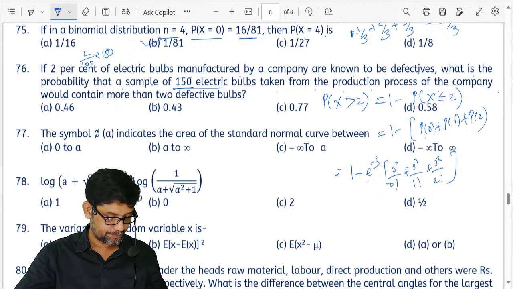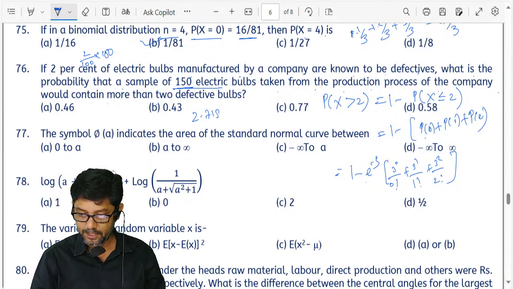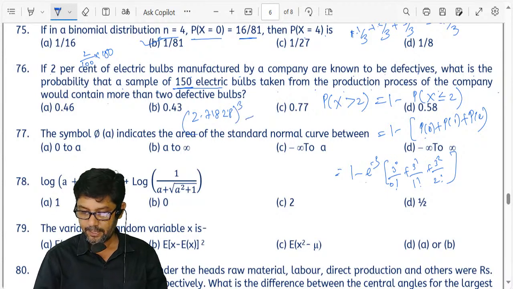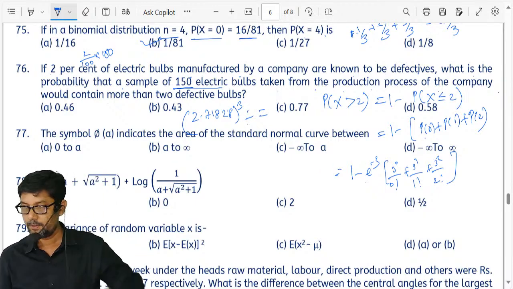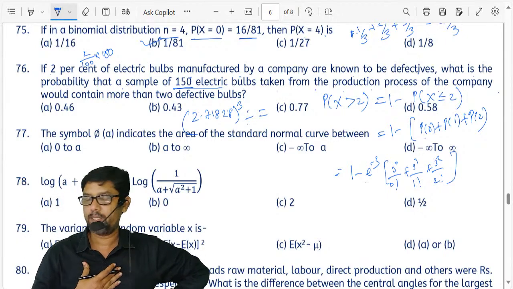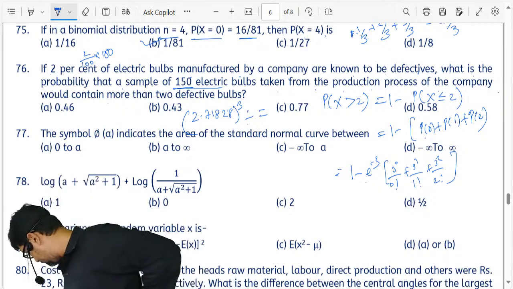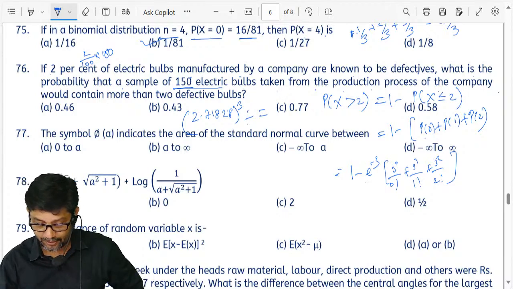What is the value of e? 2.71828 only, right? So, take your calculator. 2.71828 whole cube, divided by equal to. What? This is bad. What did you get? That's e power minus 3. I think 0.169 something. Divided by equal to 0.05.